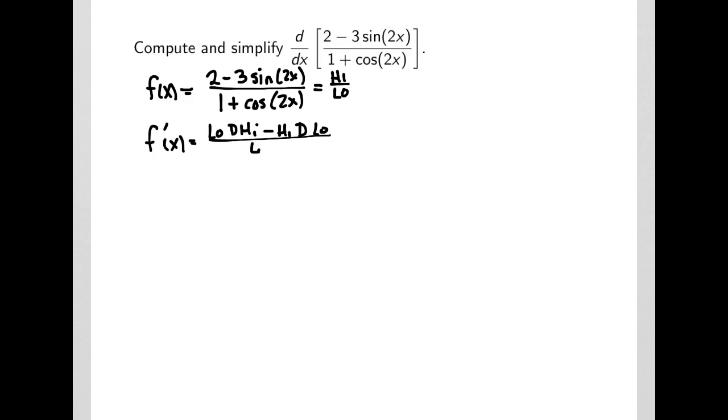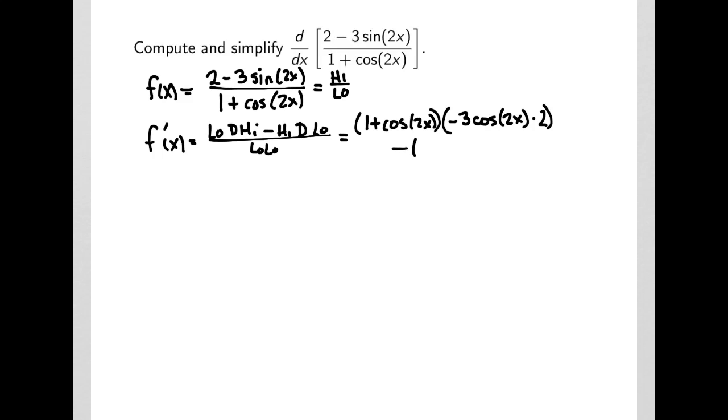over low low. So for this problem, I get 1 plus cosine of 2x, that's low. D high: the derivative of 2 is 0. The derivative of sine is cosine, so I get negative 3 cosine of 2x. Chain rule says times the derivative of 2x, which is 2. There's low d high, minus high d low. Probably should have written that on another line.